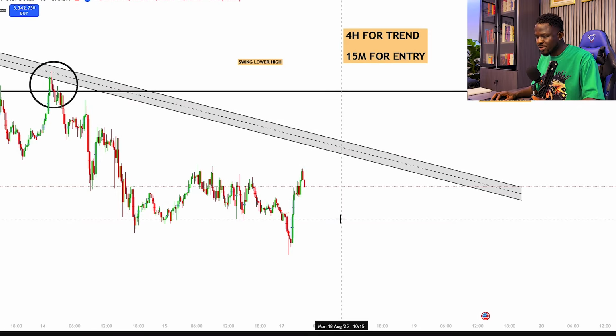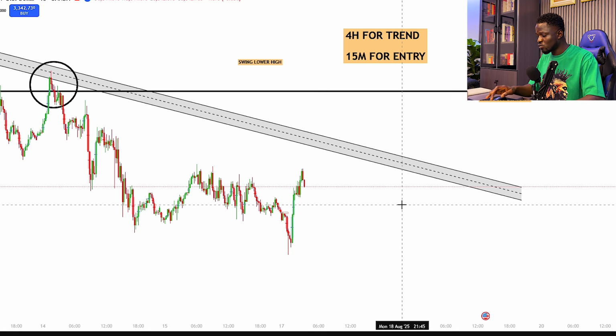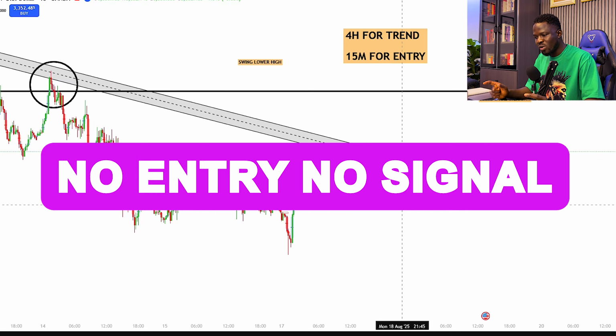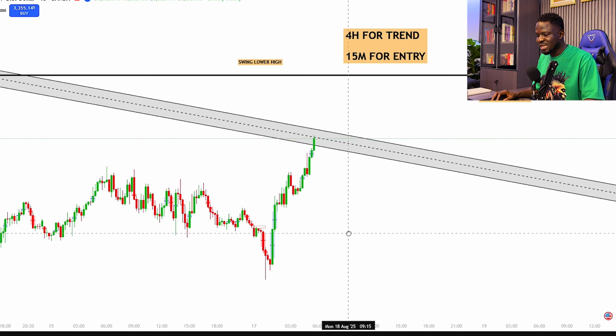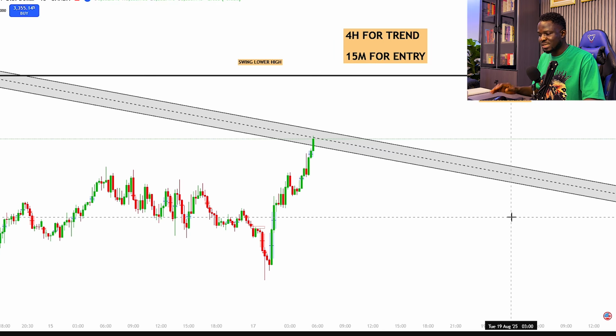On our entry time frame right now, which is the 15-minute time frame, we have to exercise a lot of patience and wait for price to mitigate our zone. Our rule is no entry, no signal. We must ensure that the price mitigates the trend line the third time, then we watch out for our entry system.